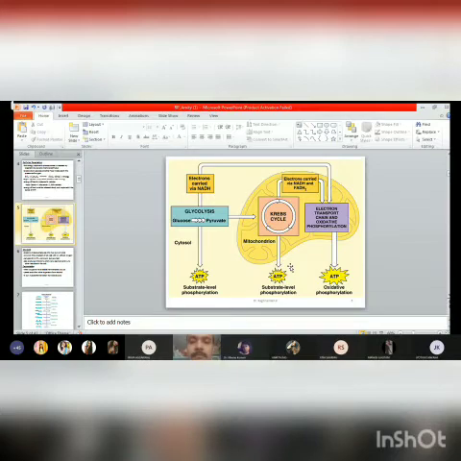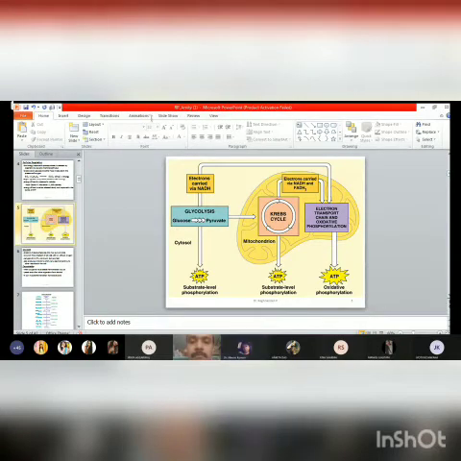First is glycolysis. As the name suggests, glyco means sugar, lysis is breakdown of sugar. What we generally see in glycolysis is we break down one glucose into two molecules of pyruvate. Glucose is a six carbon containing molecule, and pyruvate is a 3 carbon containing molecule. We break one glucose into two pyruvate.